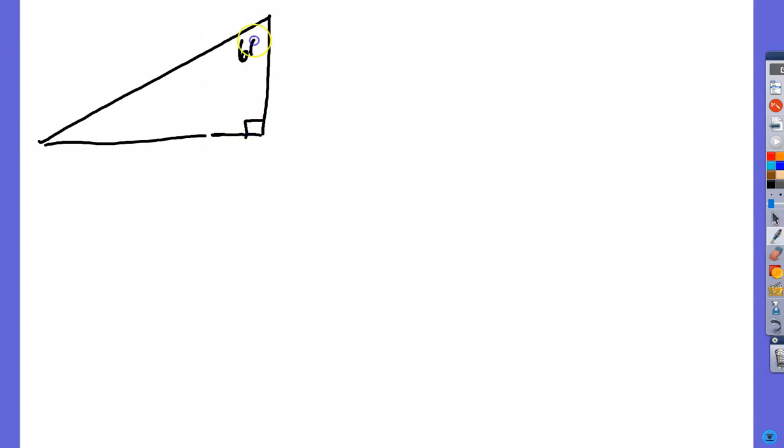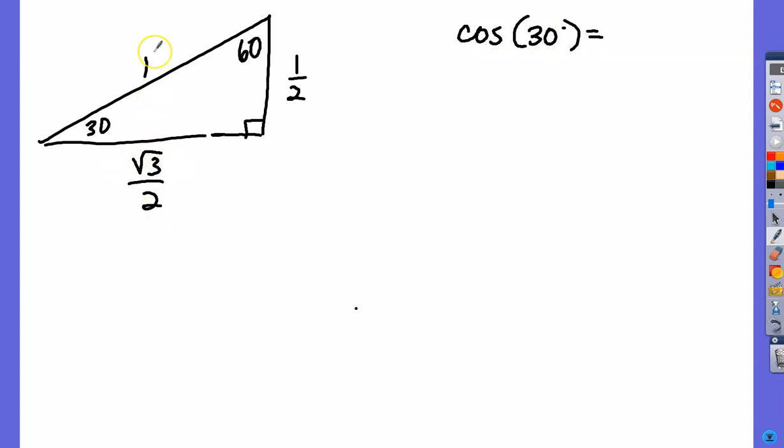Okay, so let's draw a basic triangle and see what happens. I'm just going to draw my arbitrary 30, 60, 90 triangle, and we'll go ahead and put it on the unit circle. So that's 1, this side's 1/2, and this side is √3/2. If I want to take the cosine of the 30-degree angle, that would be adjacent √3/2 over hypotenuse 1, so √3/2.